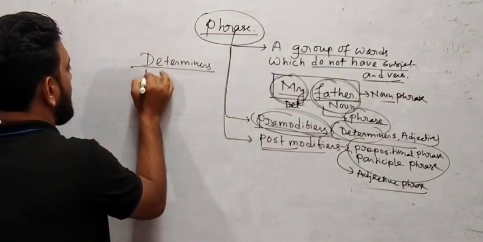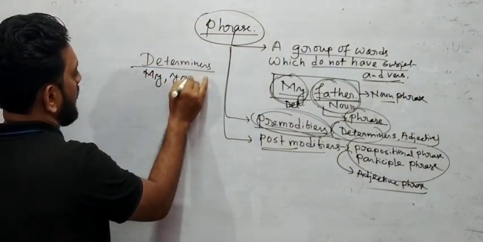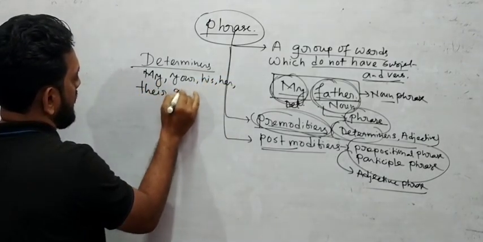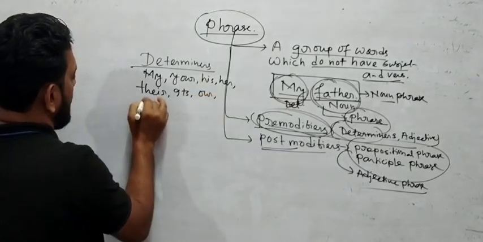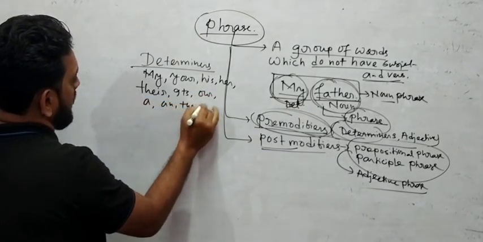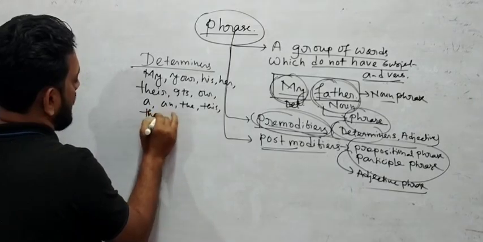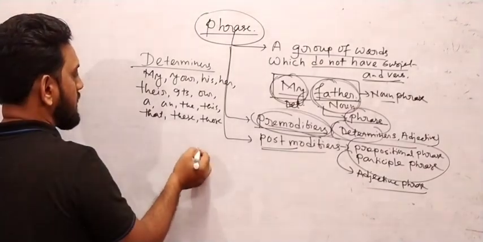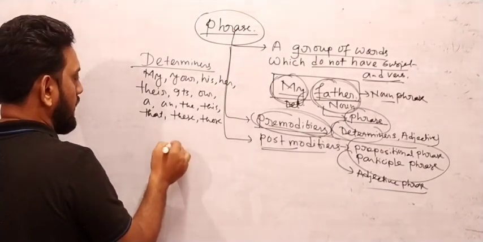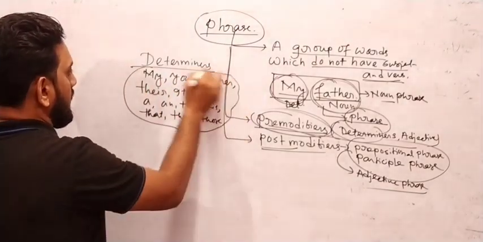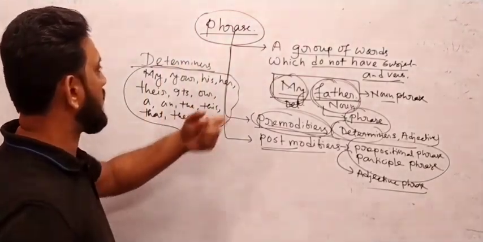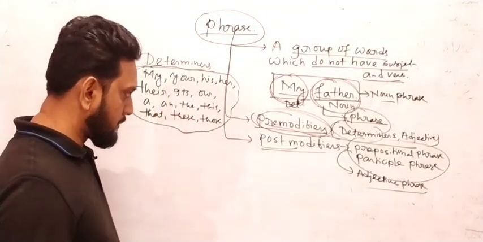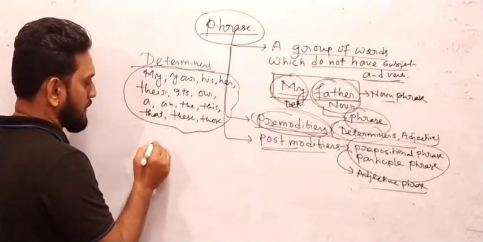So determiners are like my, your, his, her, their, its, our, like a, an, the, this, that, these, those. And there are so many determiners. But I need to make you understand about the phrase, so these determiners will be sufficient.